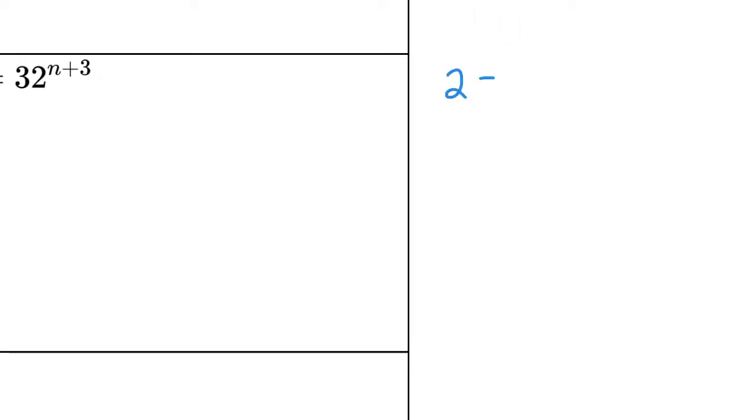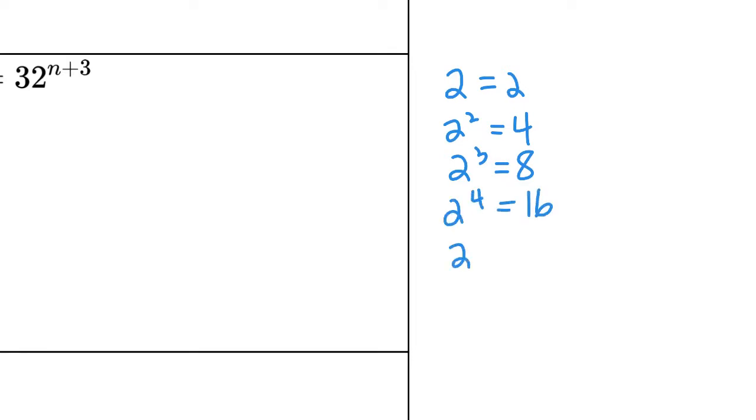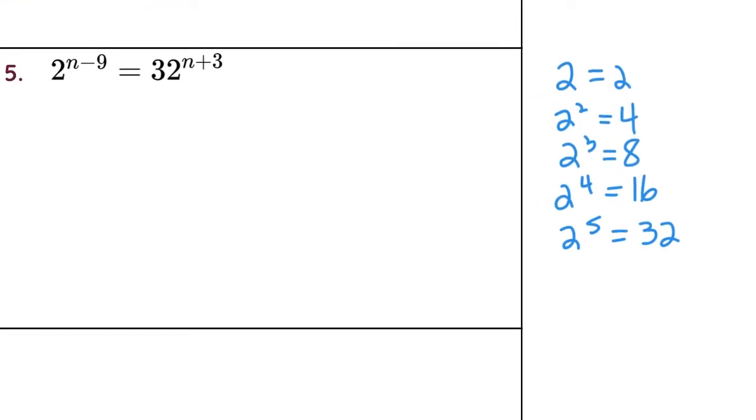2 to the first power is just 2. 2 squared is 4. 2 to the third is 8. 2 to the fourth is 16. 2 to the fifth is 32. There we have it. That's the one that we need. So instead of writing 32, I'm going to write 2 to the fifth power.